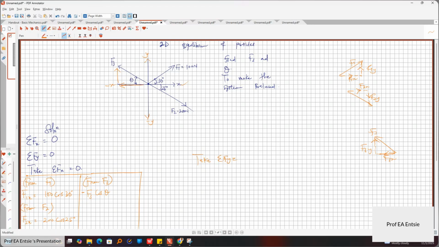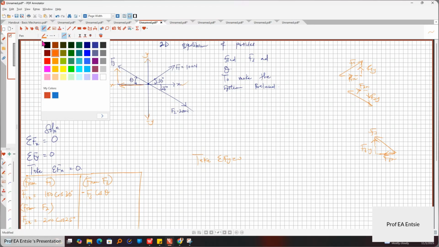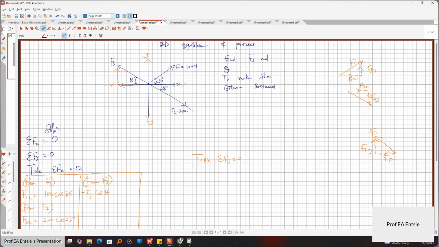Now let's take sigma Fy to be zero. If we take sigma Fy to be zero, I'll develop another table here. So from F1 we have F1y because we're not dealing with x. So F1y goes up. You can even see it from here. So it will be positive 100 sine 30.